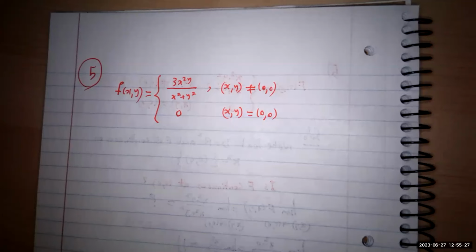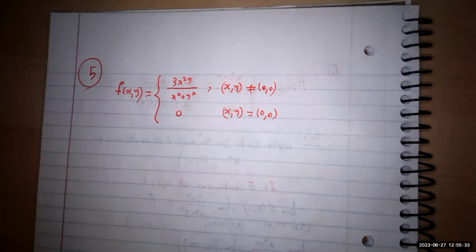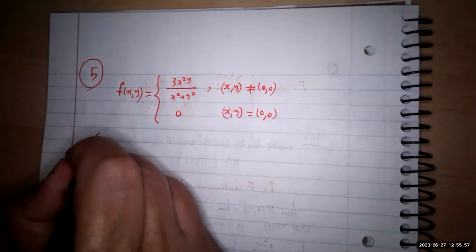Again, we check. You see, when (x, y) is not (0, 0), the function is nicely continuous, because the top is continuous and the bottom is continuous. The top and the bottom are going to be continuous over here, and so the denominator is not 0. Again, you have to check the continuity at (0, 0). Okay, so this is the way we're going to operate the solution.